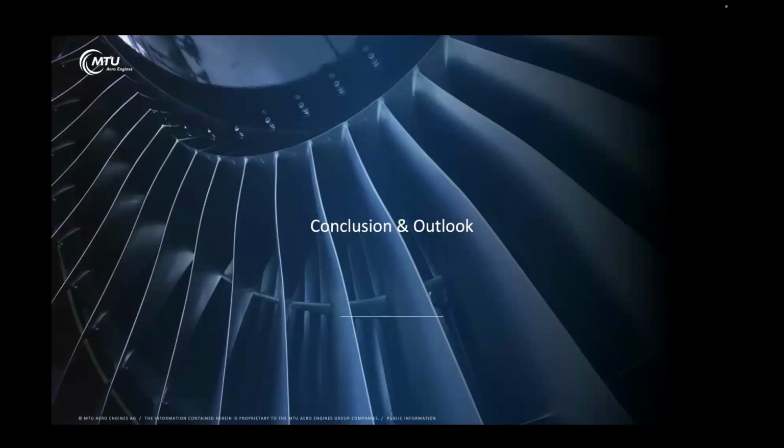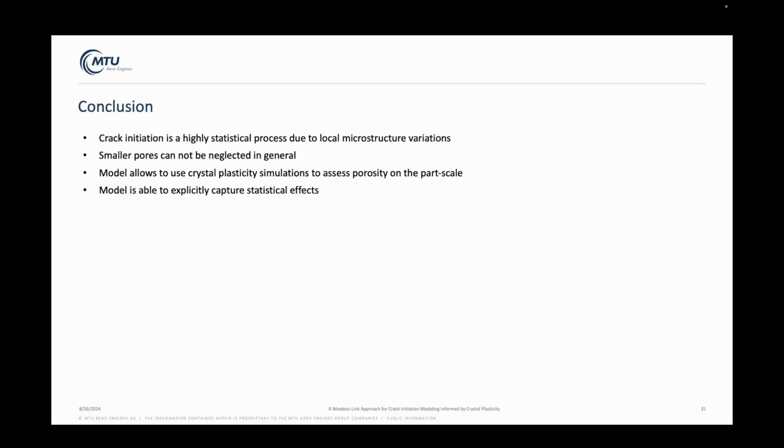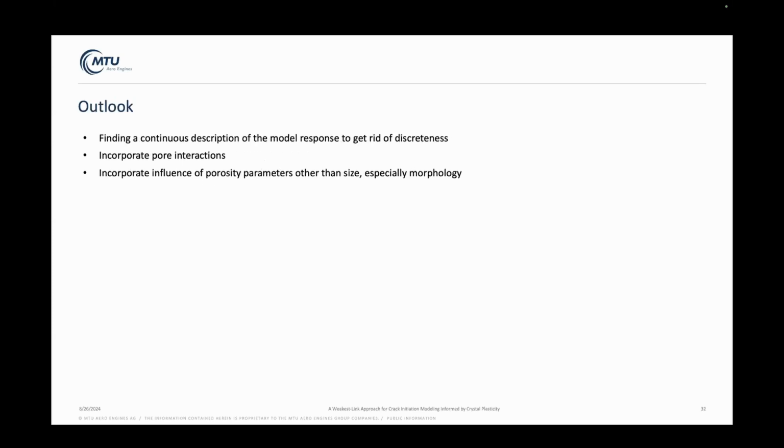Yeah, so last but not least, conclusion and outlook. I've shown that crack initiation is a highly statistical process once we introduce microstructure into the modeling, because then the smaller pores can't be neglected in general. The presented model allows us to use CP simulations to assess porosity on the part scale, and the model is able to explicitly capture the statistical effects that are appearing.